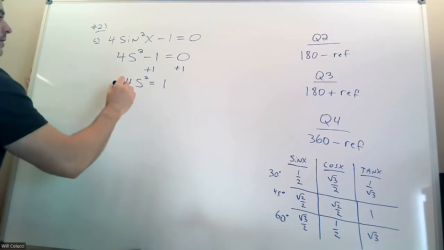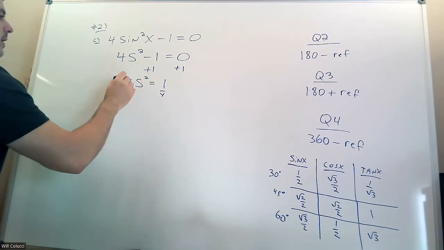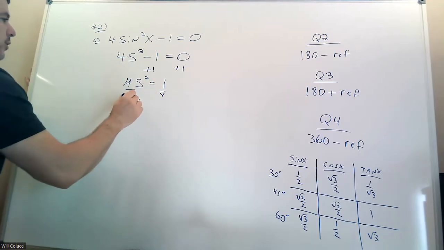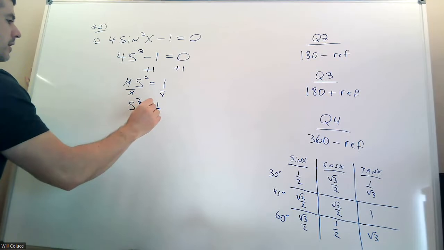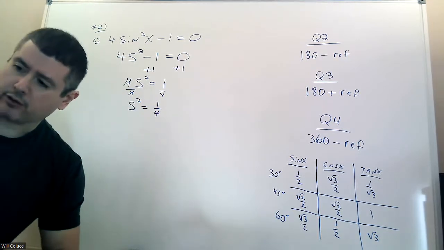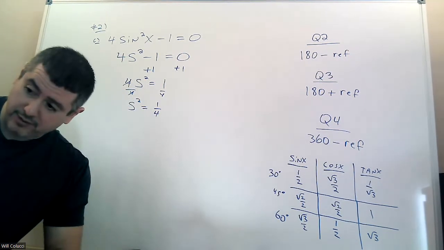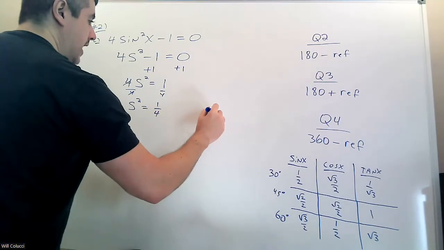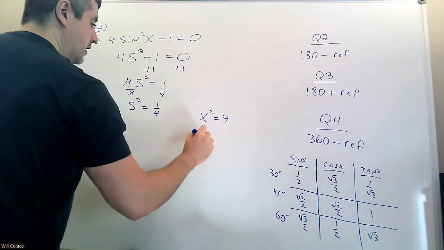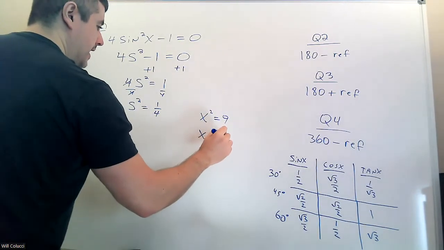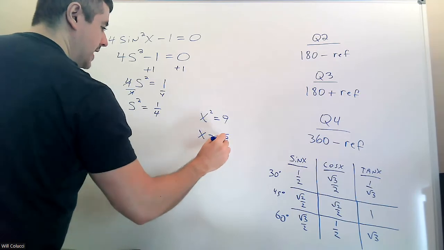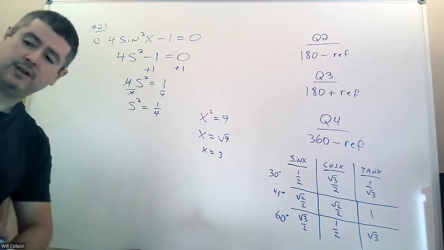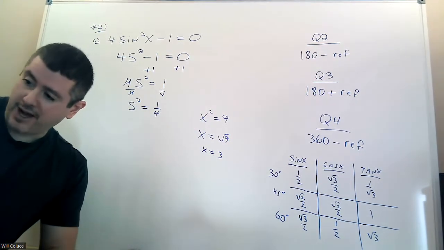Add 1 to both sides. Divide by 4. Right? So then you get s squared equals 1/4. Now, this is where you've got to take the square root of both sides. Remember, the most common mistake that I see a student make is they'll get here, and then they'll just say, oh, radical 9, it's 3. They forget the plus and the minus.